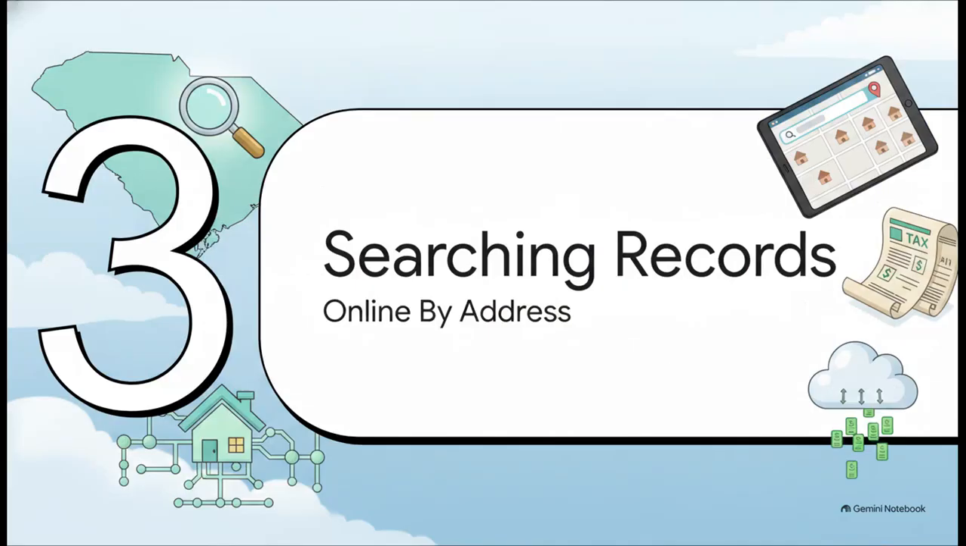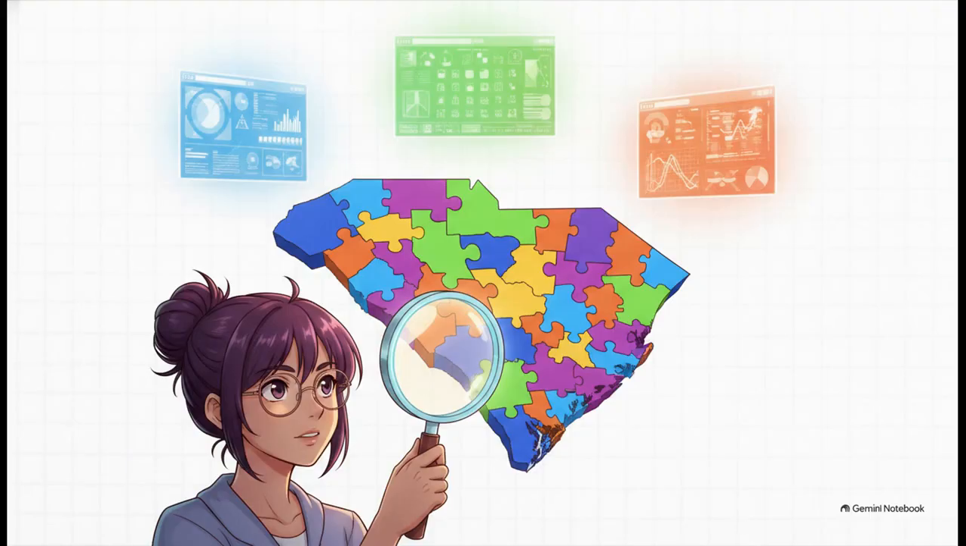Number 3, searching records by address. Let's look at how to actually pull this data online. All right, so now that we've got the math down, how do we find these records? Well, since there's no single statewide database, you must navigate individual county portals. Your literal first step is always identifying the correct county. You've got 46 counties to choose from, and each one manages its own unique digital system. So you really have to pinpoint the specific county assessor or treasurer's website for the address you're looking up.